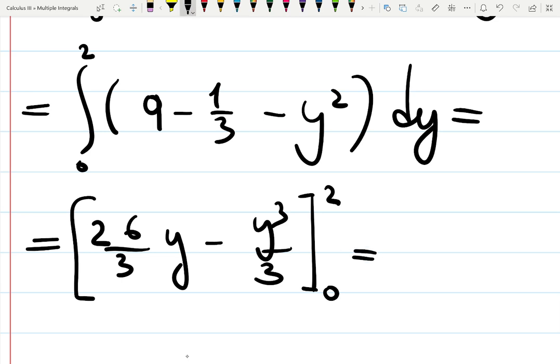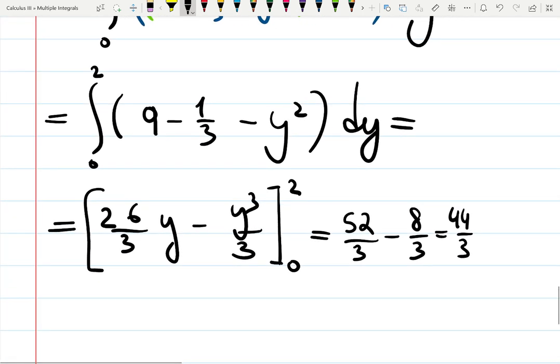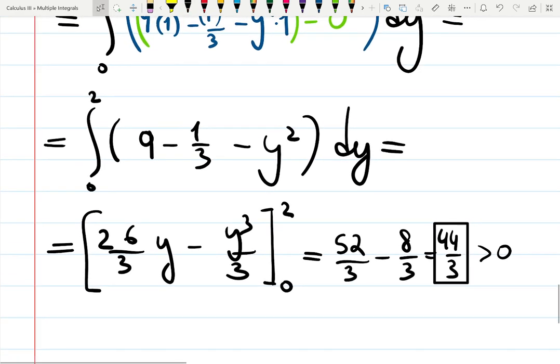Plugging in the top minus the bottom gives me 52/3 minus 8/3, which is 44/3. Remember, the volume should be positive. If you get a negative volume, you messed up. Notice how we turned the double integral with x and y into a single variable integral with y only. This idea will be extremely important when we get to triple integrals. Triple. We'll get there one day, not today.